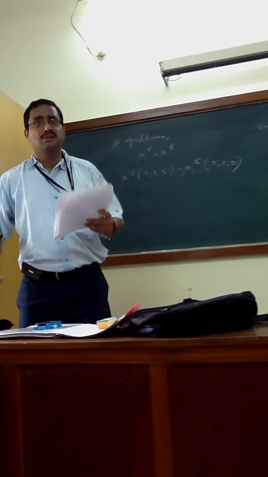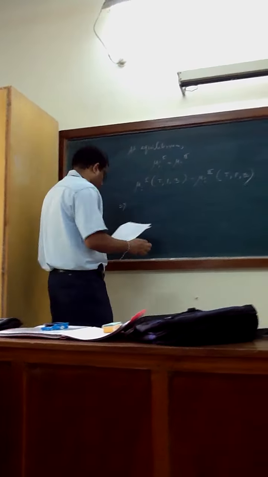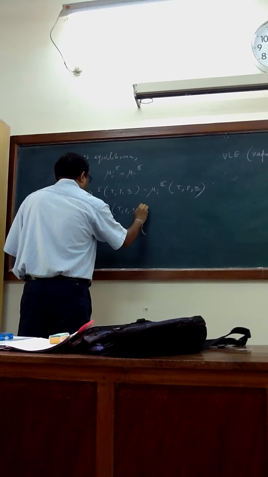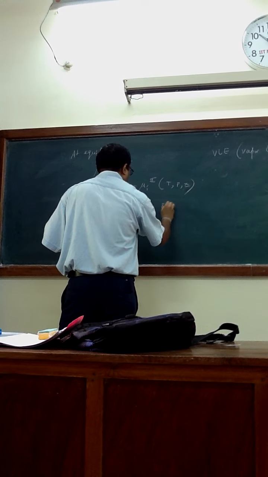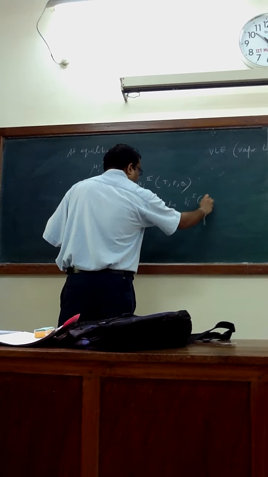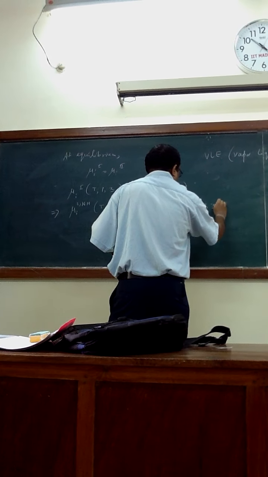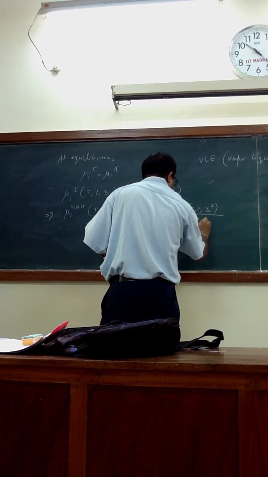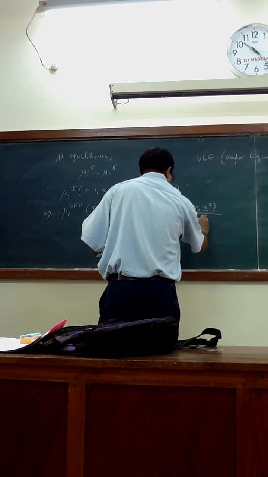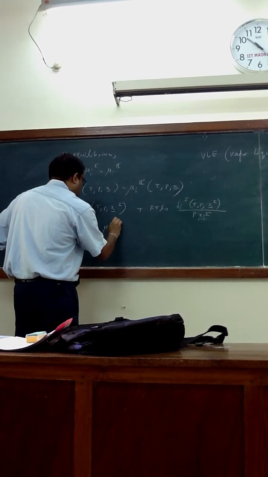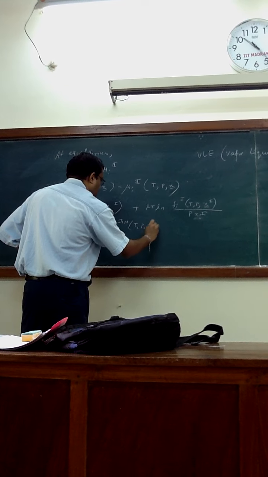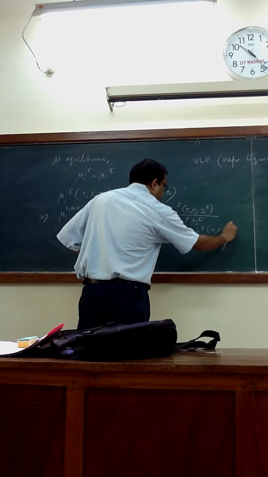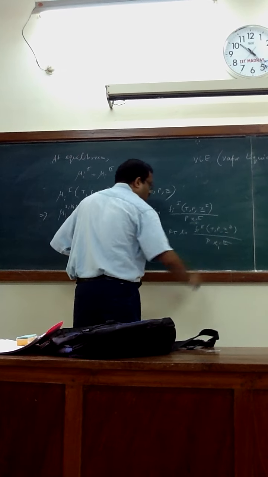P is the same, P1 and P2. So I can write mu i1 IgM (T, P, x1) plus RT ln phi i1 (T, P, x bar) by P x i, equals mu i2, which is mu i2 IgM (T, P, x2) plus RT ln phi i2 (T, P, x2) divided by P x i2. Am I correct? Yes.